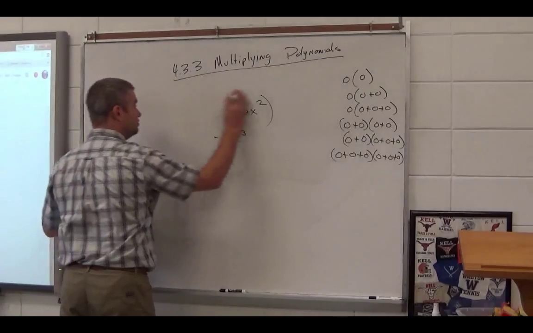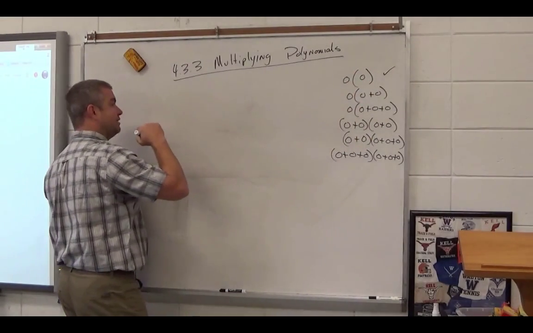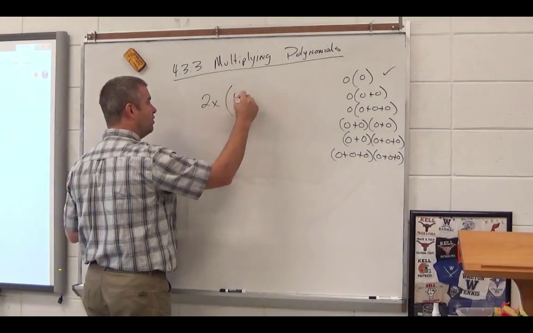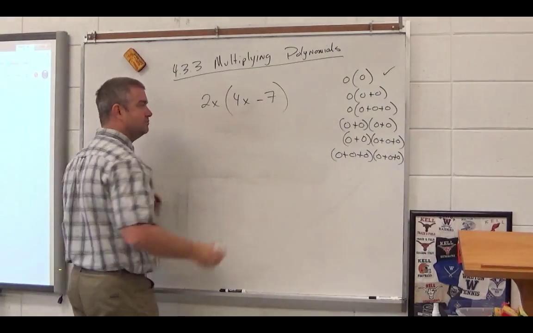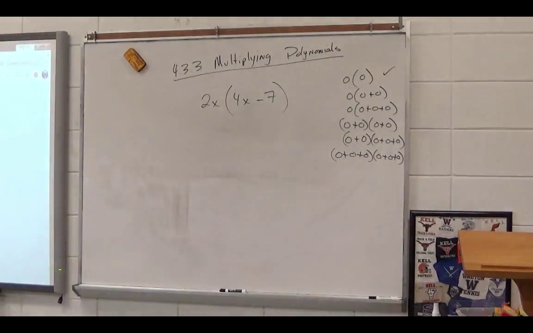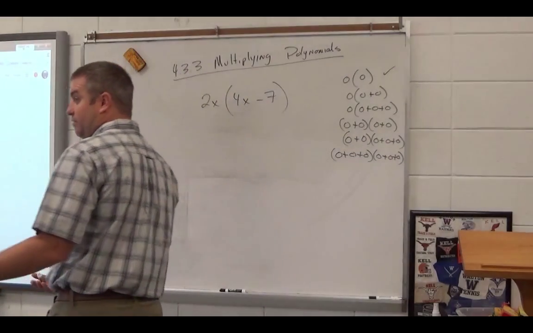Alright, so let's move on. We've got this one talked about. Let's move on to monomial times binomial. 2x times 4x minus 7 is a typical example. Okay, we can certainly make this harder or more difficult. What's one way that we could increase the difficulty of the problem? Bigger numbers would be one way. What would be another way? Larger exponents would be another way. What's another way?